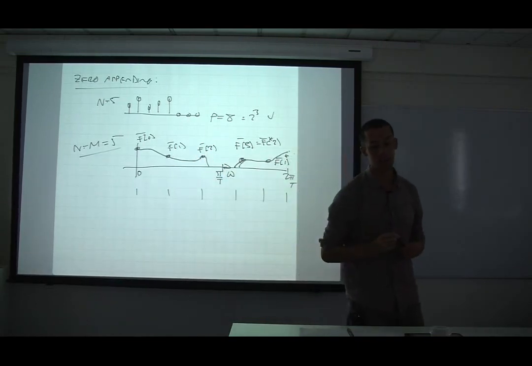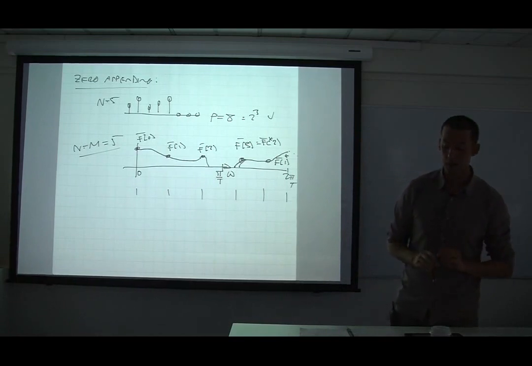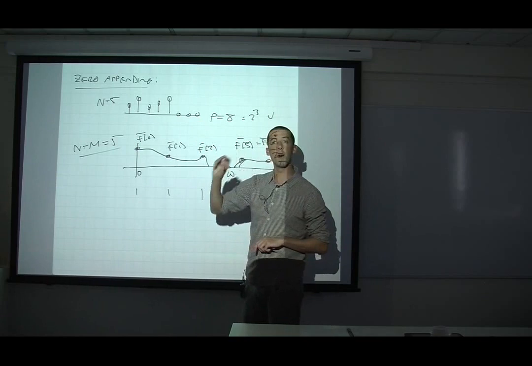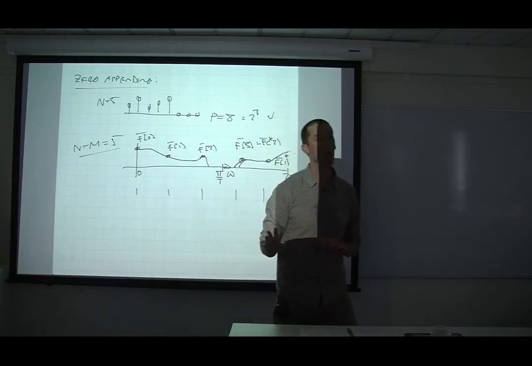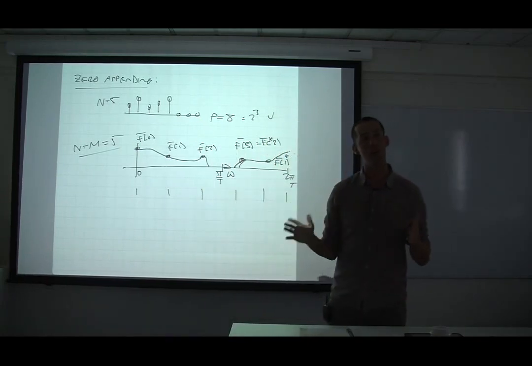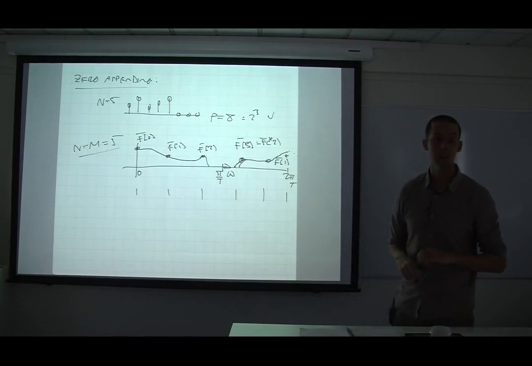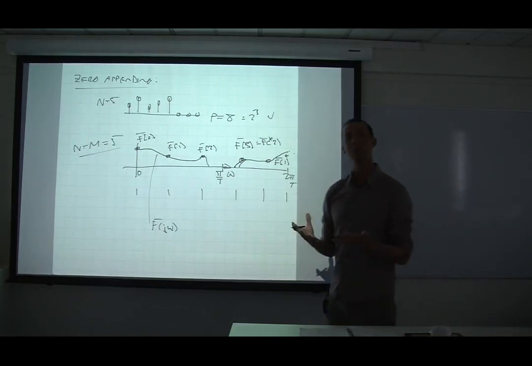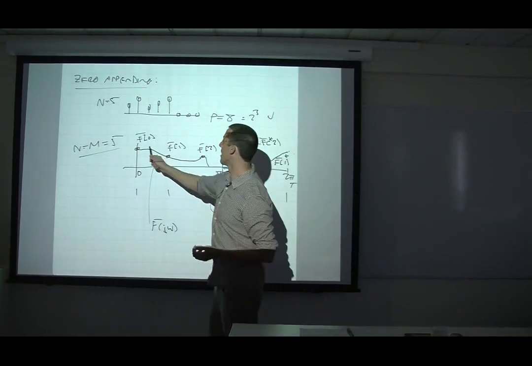Now if I were to take instead this P equal to 8, so I stick 3 zeros on the end, and you smash through all the mathematics and figure out what's happening, it turns out you get exactly the same underlying spectrum back, which is this guy here. Let's just call it F bar of J omega. You get exactly the same spectrum back, but you're sampling it at different places.